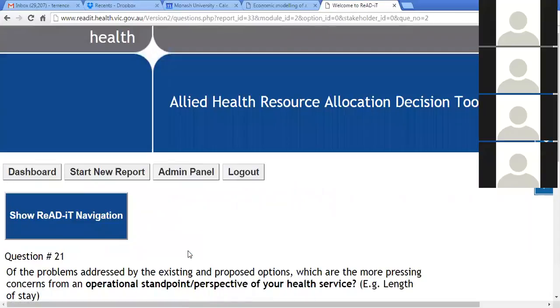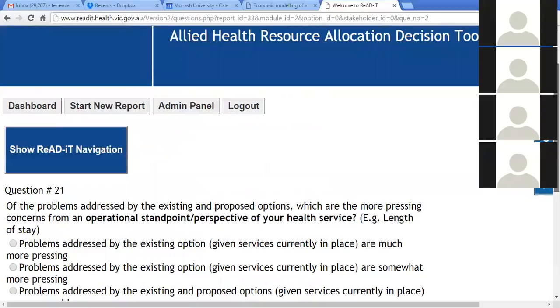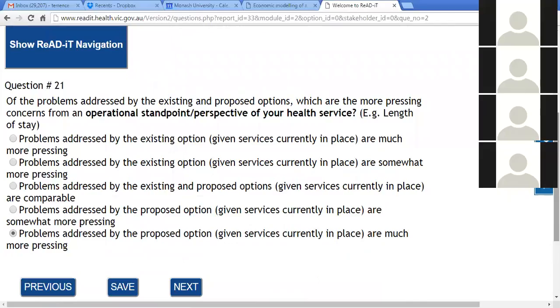The next question is quite similar, but instead of from the health of the community perspective, this question is about problems from an operational perspective of the health service. Again, we've got two different types of problems. We've got the problem that sometimes people with COAD or COPD stay in hospital too long or don't have a good discharge planned. But the really pressing problem we've got is this rapid influx of people falling over and having new hospital admissions because of falls. So for this example, I've said problems addressed by the proposed option, the falls prevention service, are much more pressing for our health service. We need to get those numbers of presentations down.